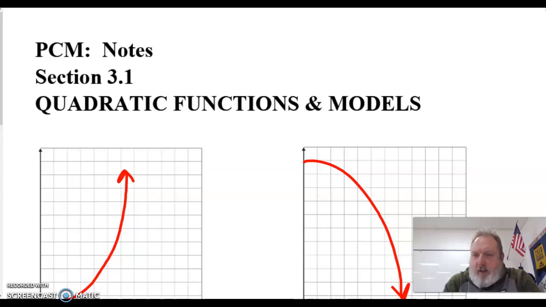So we are starting Unit 3 today, Quadratic Functions and Models. These notes should go pretty quick. We'll be here for 2 days. We got 4 pages of notes to go through today. And with that, we'll get started.